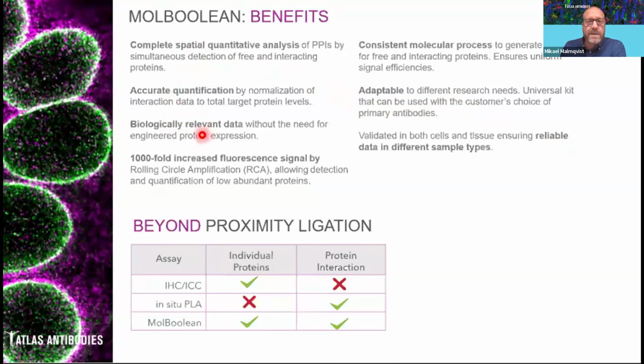You're getting biologically relevant data generated with MolBoolean without the need for engineered protein expression. So MolBoolean can then be used to detect endogenous proteins. And because of the rolling circle amplification that is performed during the MolBoolean assay, you're generating a 1,000-fold increase in fluorescent signal intensity. In addition, the molecular process that is used to generate the amplified products originating from free and interacting proteins is the same for all of the objects generated in the MolBoolean, ensuring uniform signal efficiencies.